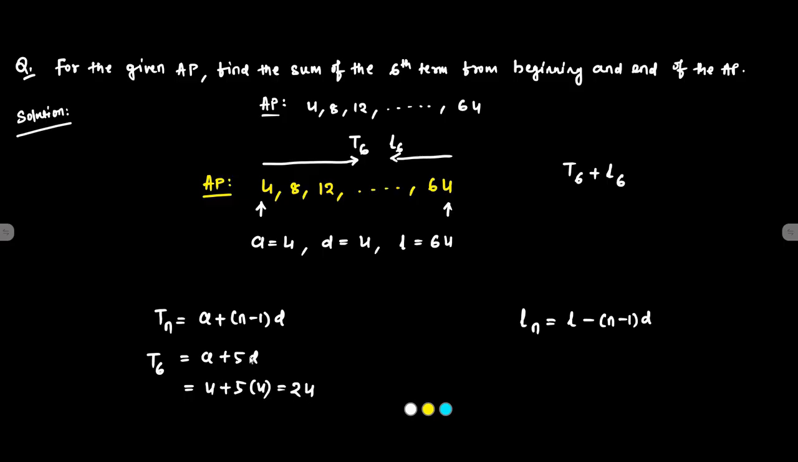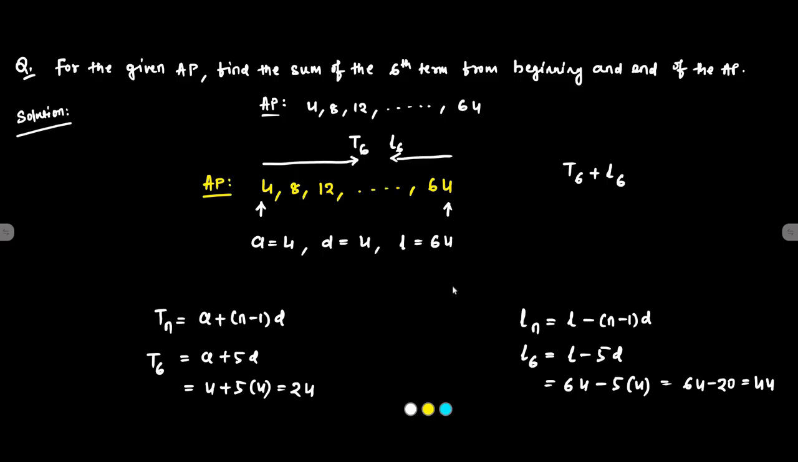which is equal to 24. And here the sixth term from the last, L6, is equal to L minus n minus 1 D, where n is equal to 6, so 6 minus 1, that is L minus 5D. So it is equal to the last term 64 minus 5 into 4, that is 64 minus 20, which is equal to 44.